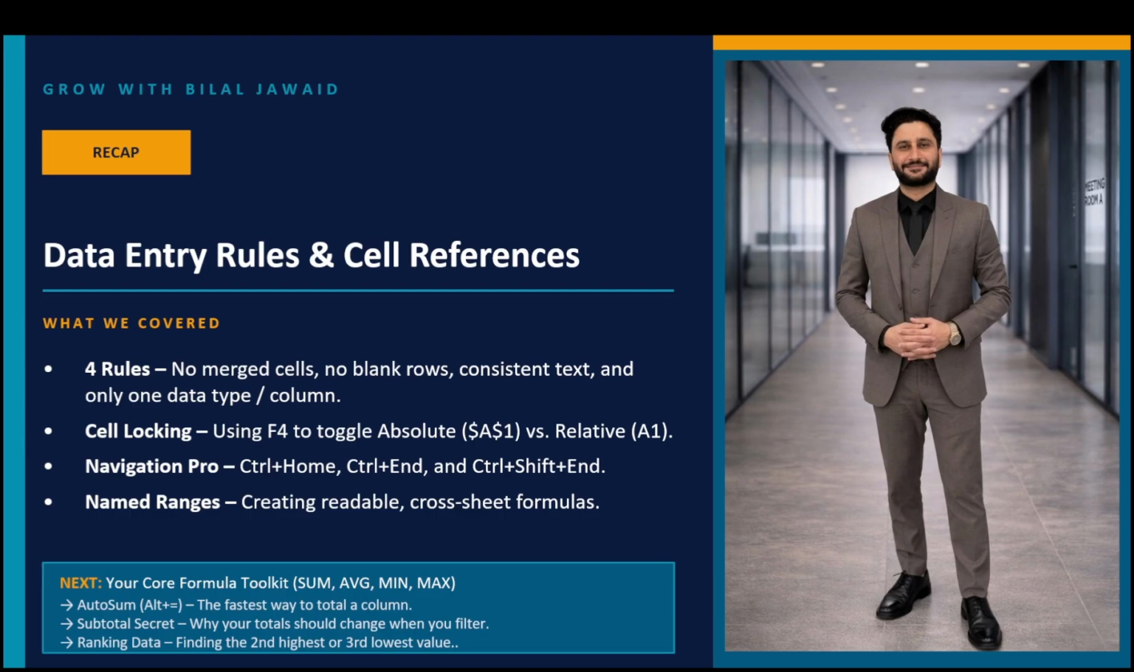A couple of shortcuts to keep in mind: Control H for find and replace, Control G for go to special, and start using named ranges. Writing =SUM(basicSalary) is much clearer than =SUM(J3:J48). Same result, much easier to read. In the next video, we'll start working with real formulas: sum, average, min, max, and subtotal.